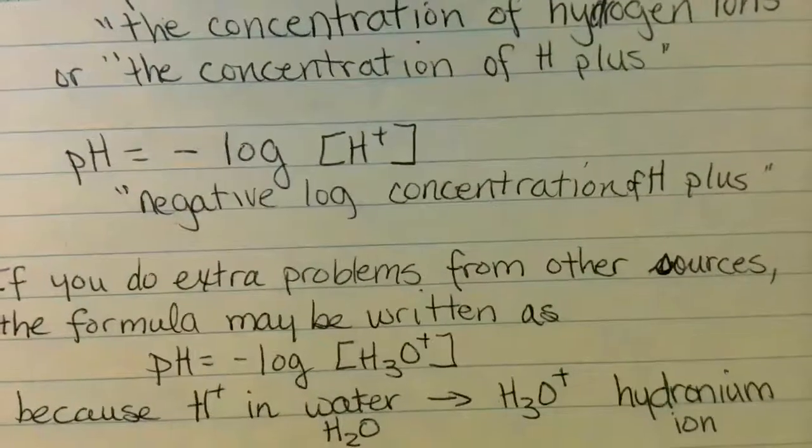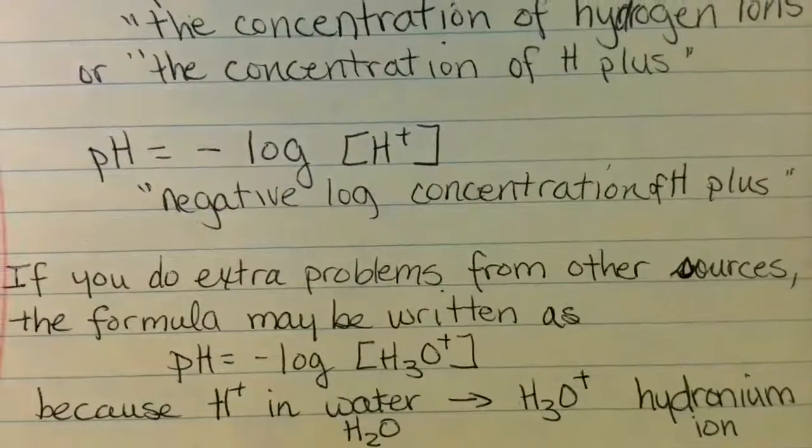If you happen to do extra problems from other sources, I want you to know in advance that the formula may be written as pH equals negative log concentration of H3O plus. This is because hydrogen ions don't exist in water for very long. The water molecules grab the H plus and become the hydronium ion, H3O plus. While the formula looks different, it's still the same calculation.